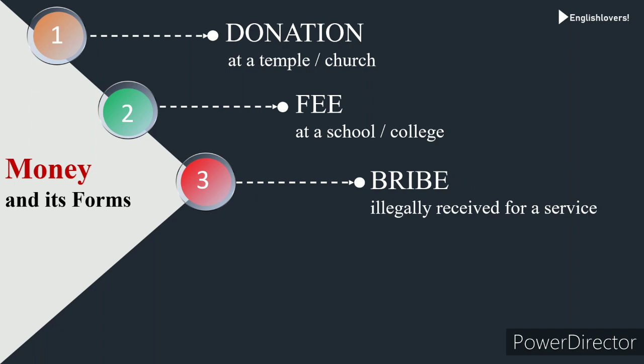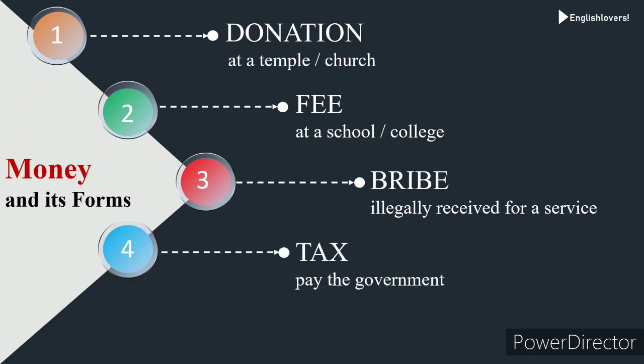Next is bribe. Its pronunciation is bribe, B-R-I-B-E. Bribe is the money that we receive illegally for a service. In some offices, some clerks or officers or even some politicians, it is a very common word, people give money for the work to get done. It is illegal. It is not legal by law. That money is called bribe.